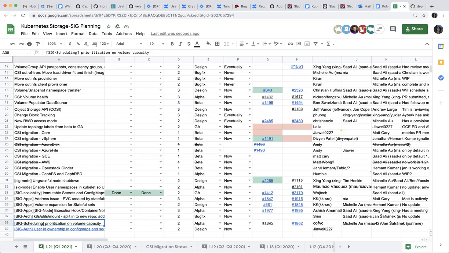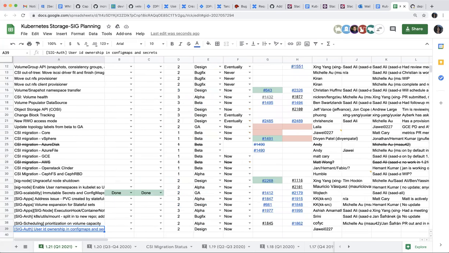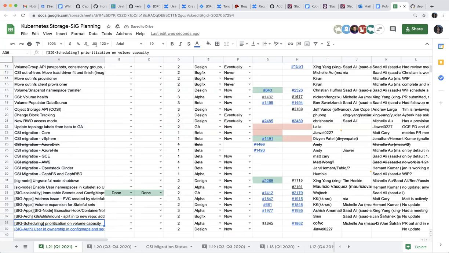Next one is prioritization on volume capacity. Kofi is probably not here. Michelle: Yeah, there's a PR out and it's being reviewed by me and also some scheduling folks. So it's in progress. Okay, thank you. And the last one is the user ID ownership in config maps and secrets. Jiawei. Sorry, no updates. Okay, thank you. I think that's all we have on the spreadsheet.